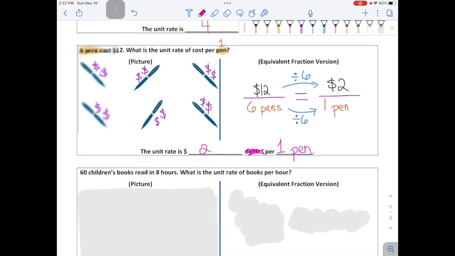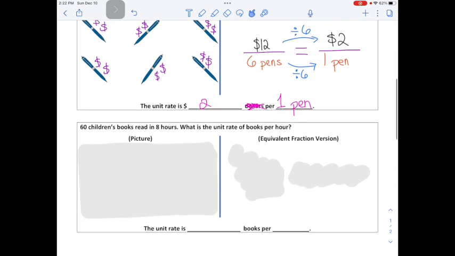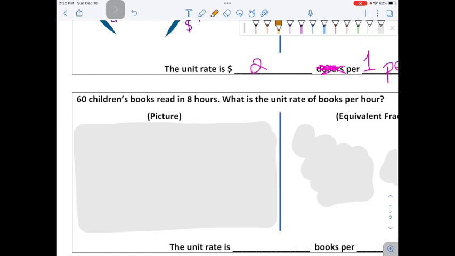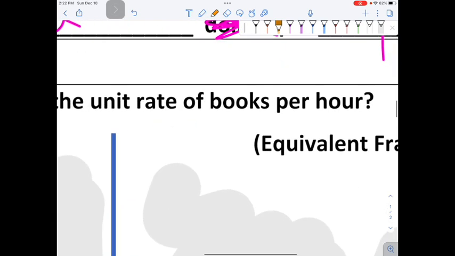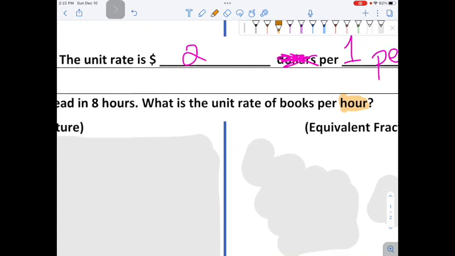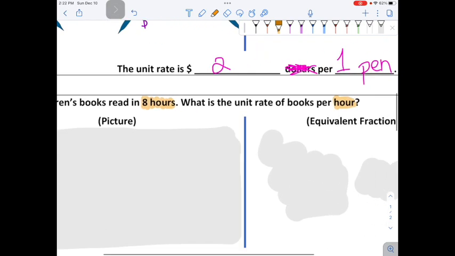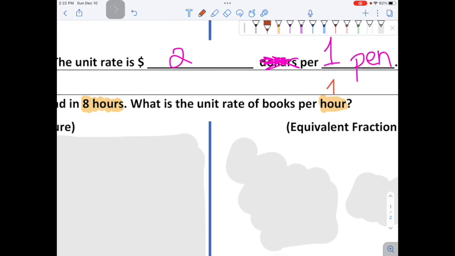All right, last example with you. 60 children's books are read in 8 hours. I don't really want to draw 60 of something. Oh my goodness. What is the unit rate of books per hour? All right, so there's our per, and I notice that it says hour, but in the first sentence it said 8 hours. So that means we're going from 8 hours to just 1 hour. I'm going to write a 1 there as well.